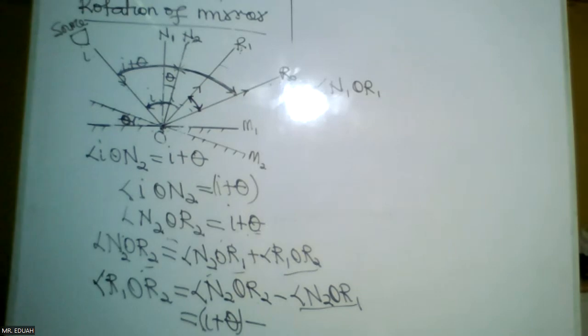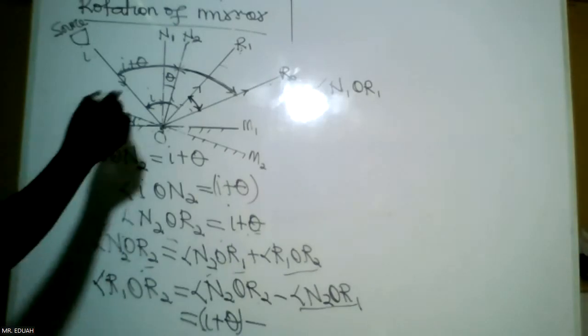I minus theta. Explain to us why. Study please angle N1OR1. The angle is i. So if you want just N2OR1, you subtract theta from i to get the angle. Exactly.